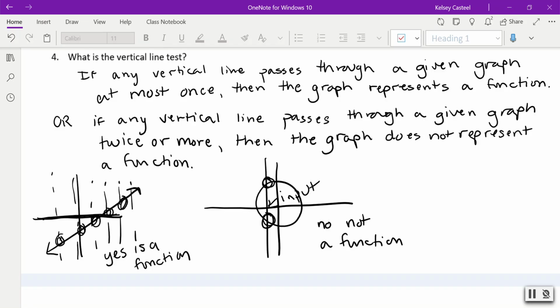So again, the vertical line test is a great tool that we have to quickly check if a given graph represents a function or not.